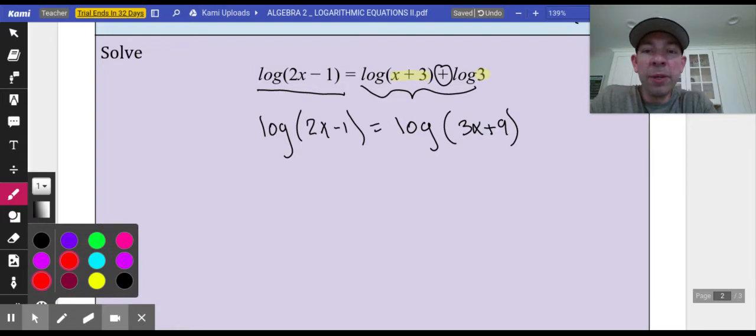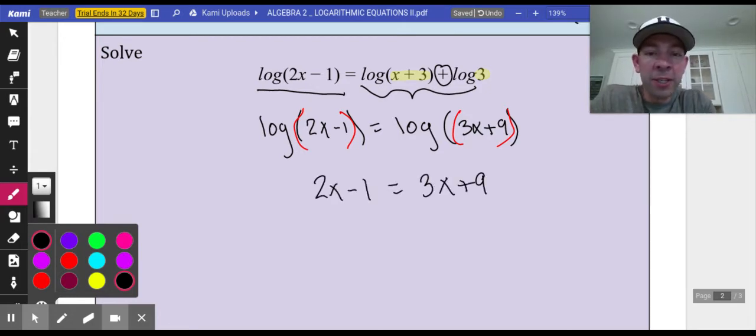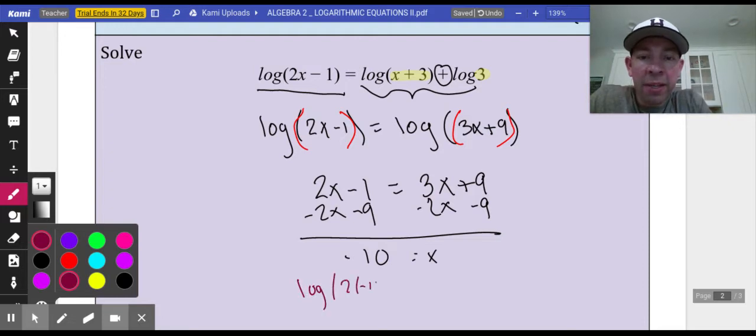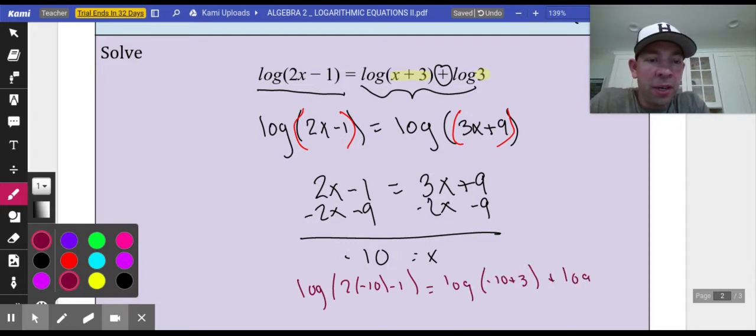At this stage of the game, we know this inner function must equal this inner function. So we could say 2x minus 1 must equal 3x plus 9. It's a nice linear equation at this point. I could subtract 2x from both sides and then simultaneously subtract 9 from both sides. We'll get negative 10 equals x. Now you're thinking, I wonder if that negative 10 is okay. So let's attempt to plug it back in. So we'll do log of 2 times negative 10 minus 1 equals the log of negative 10 plus 3. And I think our suspicions are going to be confirmed.